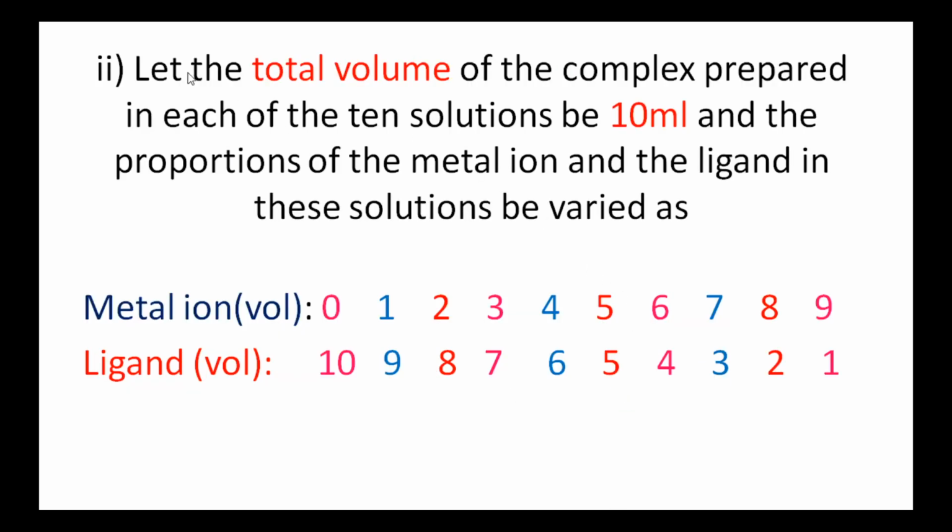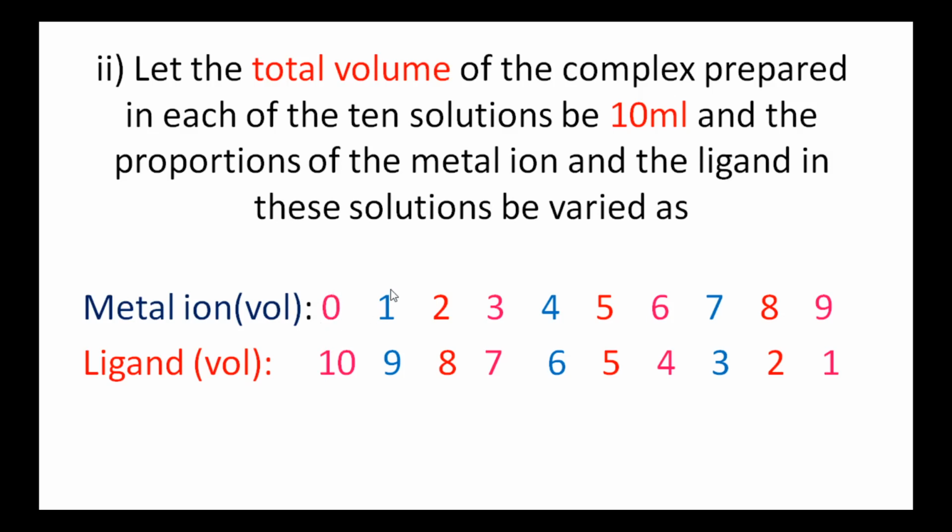In the second step, let the total volume of the complex prepared in each of 10 solutions be 10 ml. And the proportions of the metal and ligand in these solutions may be varied as follows. Metal ion in volume, this is ligand in volume. This is the first solution, which contains metal ion 0 ml, ligand 10 ml. These two combined together total 10 ml.